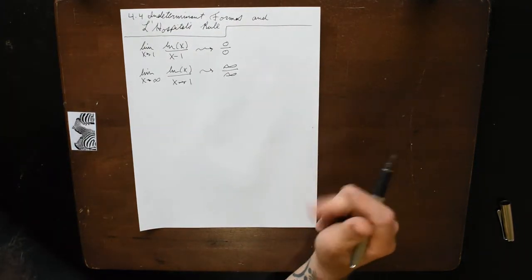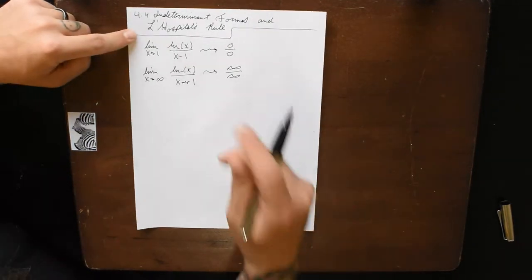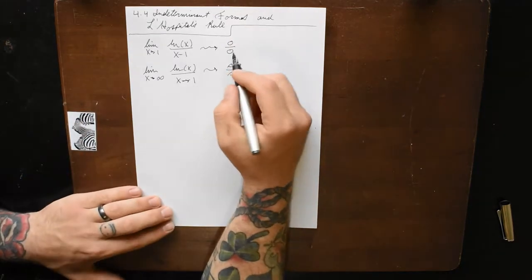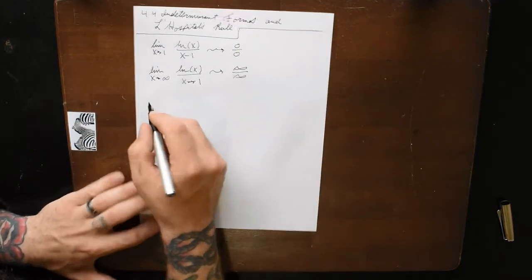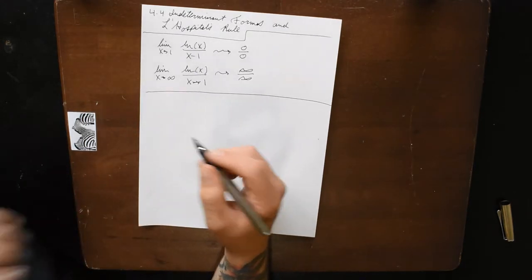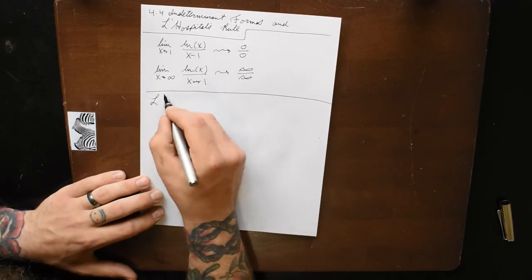And L'Hopital's rule gives us the ability to deal with limits that return a value of either 0 divided by 0 or infinity divided by infinity. So this is L'Hopital's rule. We'll write it down.